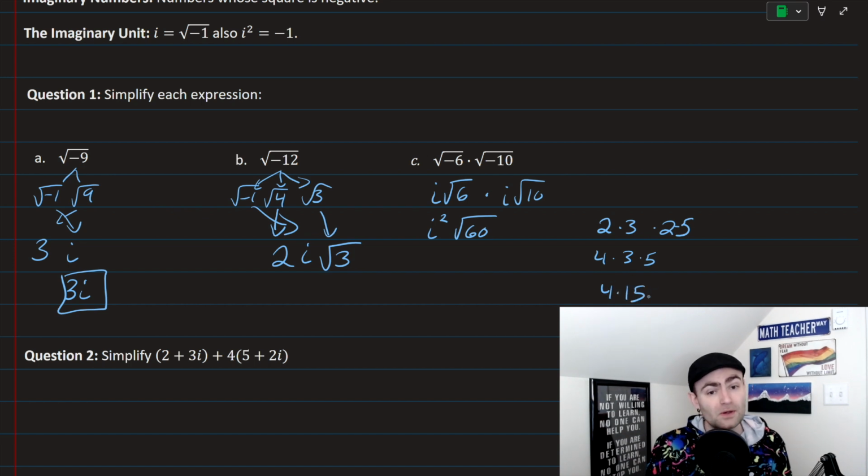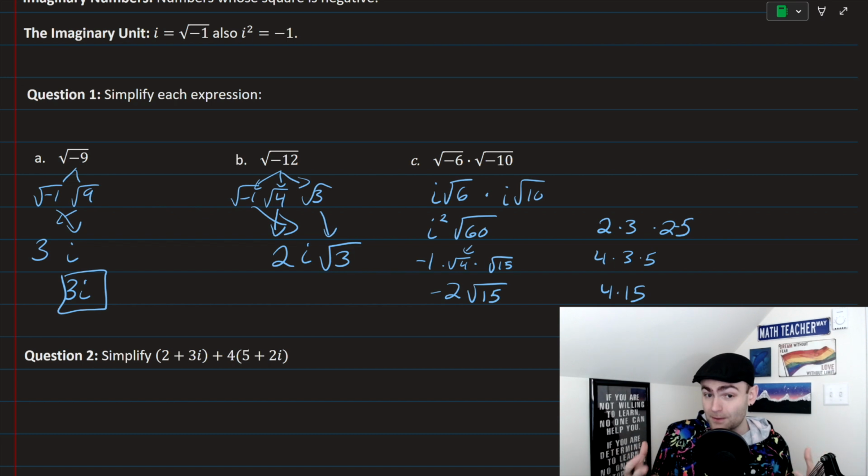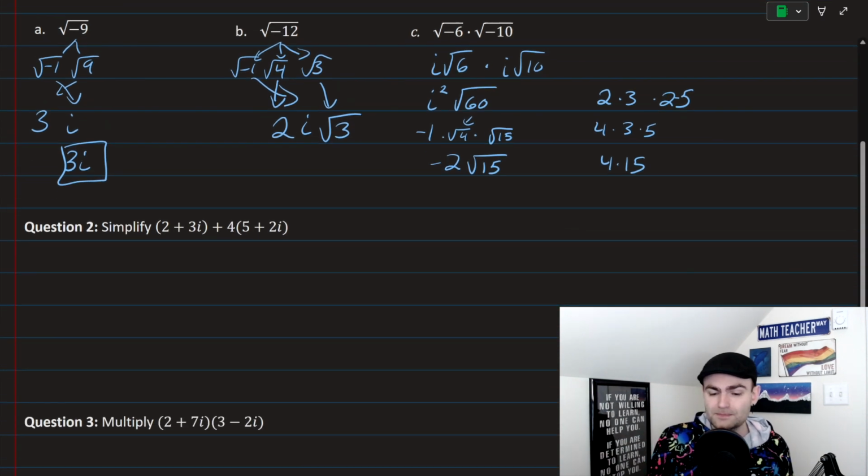So I have a square part and a non-square part. So I'll split that up in a second. i squared is just -1. So the square root of 60 is going to turn into the square root of 4 times the square root of 15. Multiplying all of those, we get -1 times 2, which is -2 square root 15. So not too bad. You just got to be a little bit more methodical of how you go about solving and simplifying with imaginary numbers.